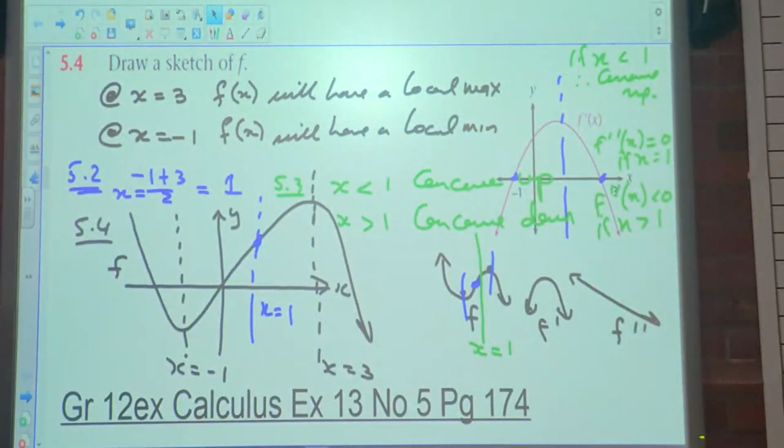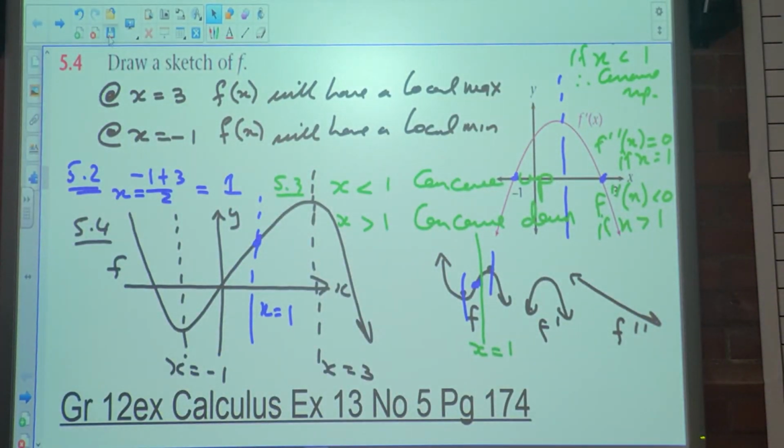Any confusion there? Okay, so tomorrow we will look at the remaining 5 sums. Okay, so now we're going to go into some optimization.